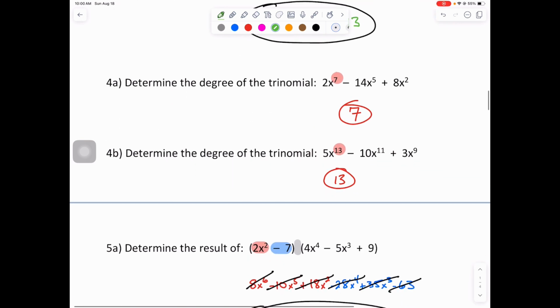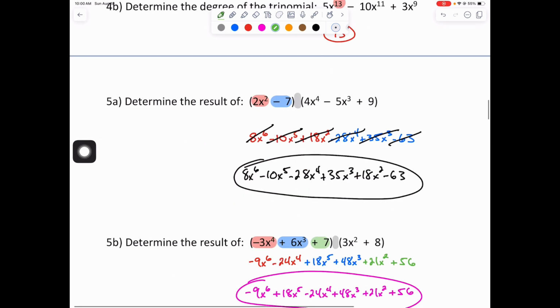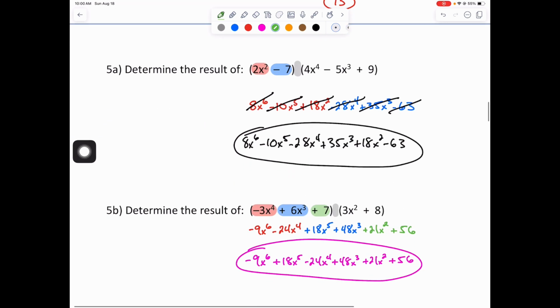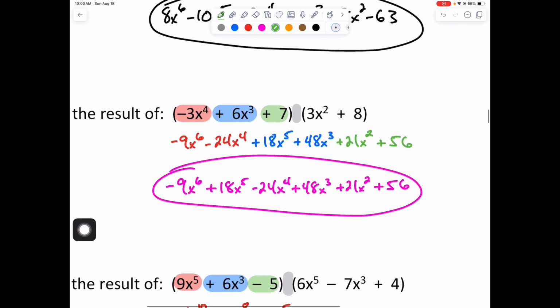Wonderful. Going on to 4b, determine the degree of the trinomial. And again, it's just the greatest valued exponent. We have a 13, so our answer is 13 because it's greater than 11 and 9. All right, for 5b, I think we had to do a little bit of a reorganization, somewhat different from here. I just did it and jumped it in black here, but here I did it in pink. So again, we did reorganize.